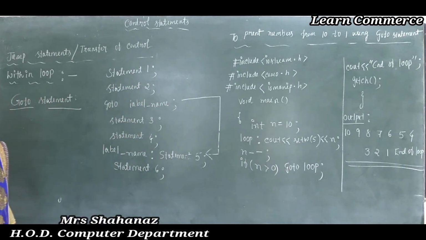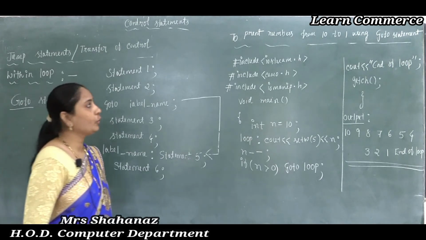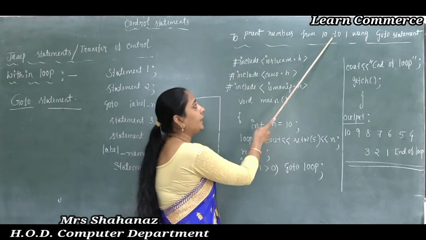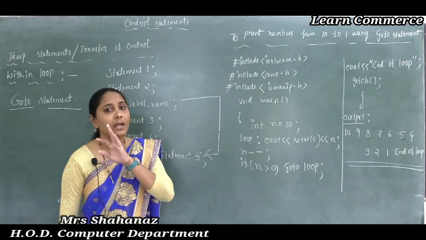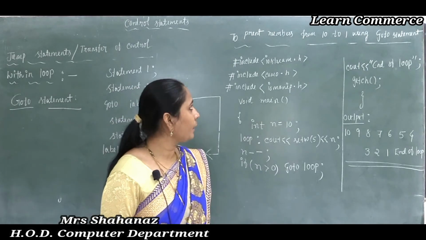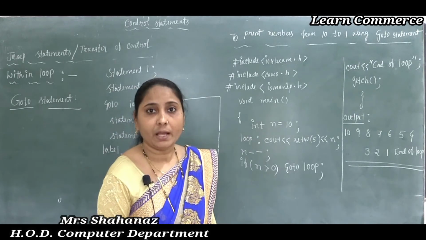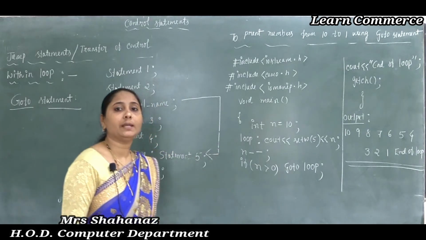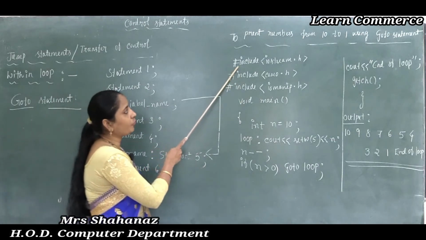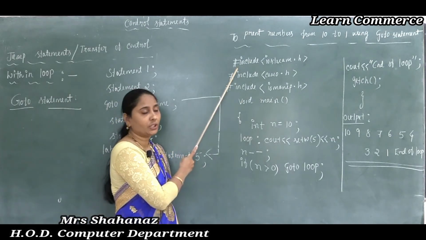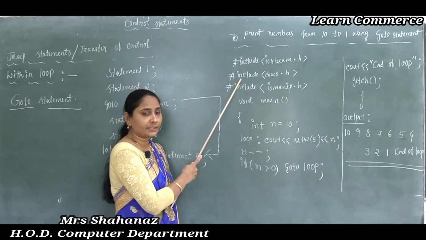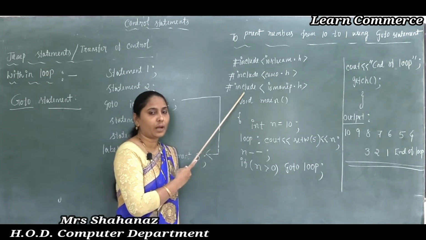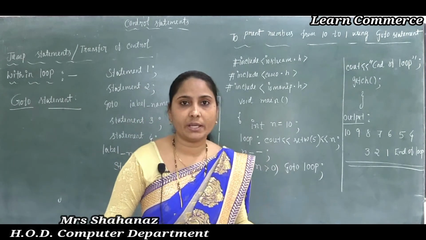Now let's look at a program, and the meaning of the goto statement will be clear. In this program I want to print the numbers from 10 to 1 using the goto statement. Is the question clear? The numbers I am going to print are from 10 to 1, using the concept of the goto statement. First of all, the header file iostream.h, second header file conio.h, third header file iomanip.h. So these are the header files we are using in the program, correct?